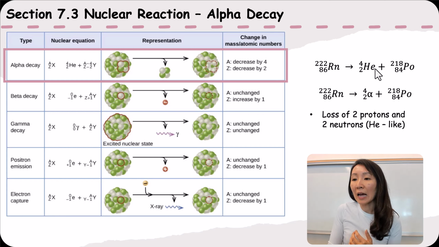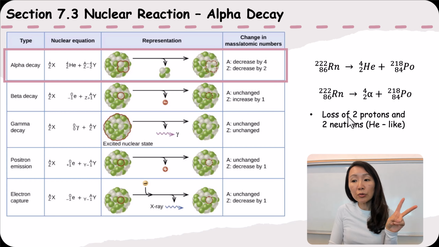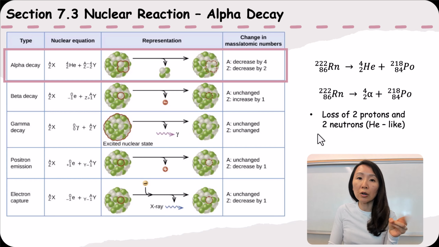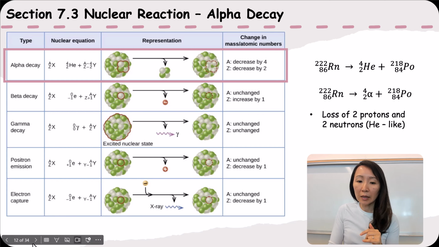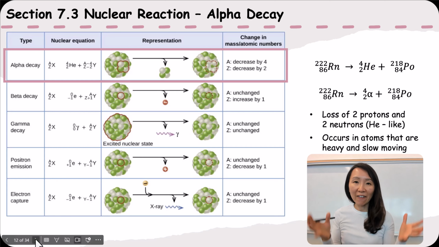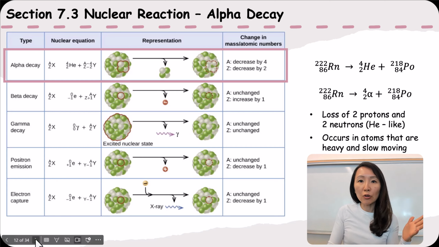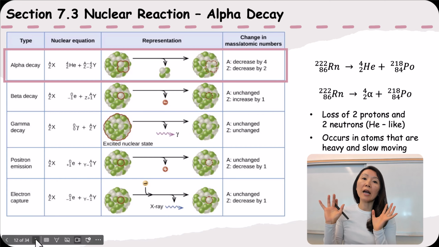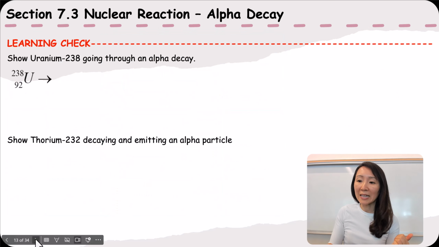As this is happening, because there was a change in the number of protons, the radon becomes polonium, Po. Now what do we lose? We lose 2 protons and 2 neutrons, which is very much like the helium. Now, this occurs in atoms that are very heavy and somewhat slow moving. So radon 222, that's quite heavy. That's more towards the bottom of the periodic table.